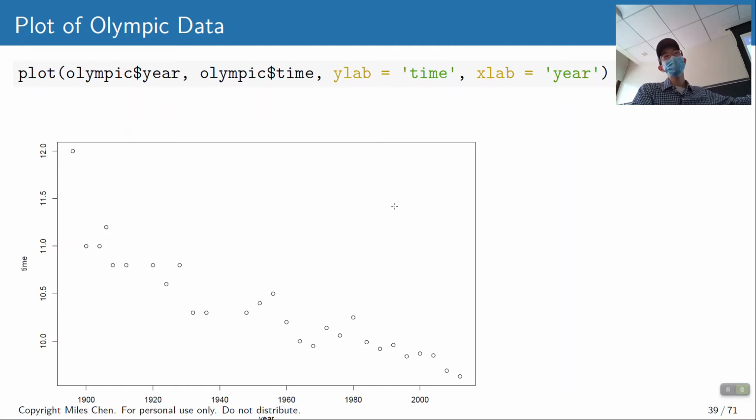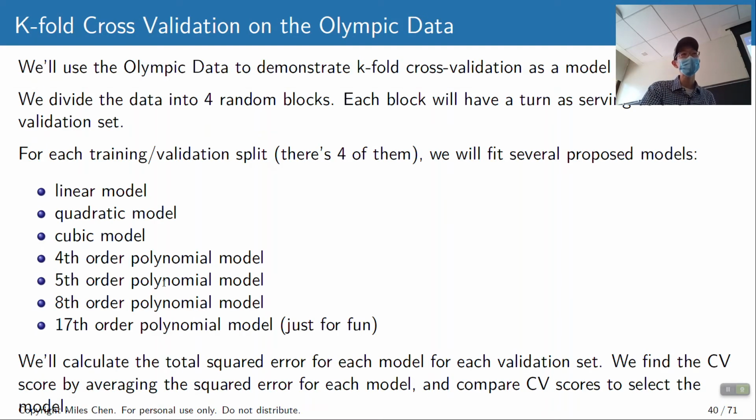So 2 people could do 4-fold cross-validation on the data set and end up with different results, because perhaps for one person the first block has these 7 points, and for someone else the first block has 7 different points, and so you get slightly different results from one person to the next. For each of these splits, I'm going to fit a whole bunch of different models. I'm going to fit a linear model, a quadratic model, 3rd order, 4th order, 5th order, and then we'll do an 8th order and a 17th order polynomial just for fun.